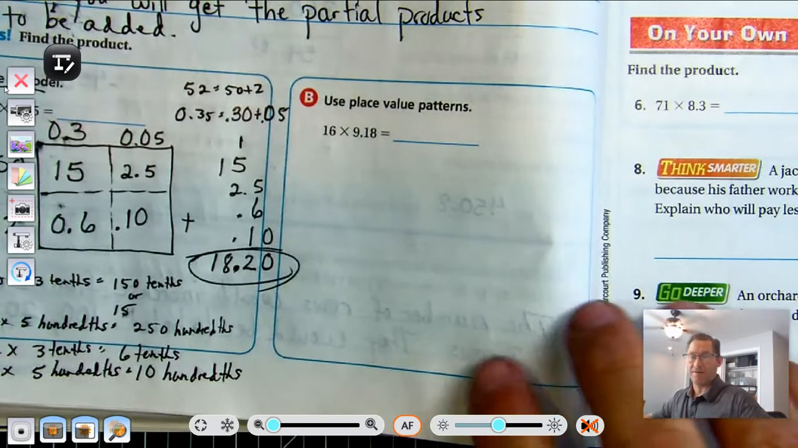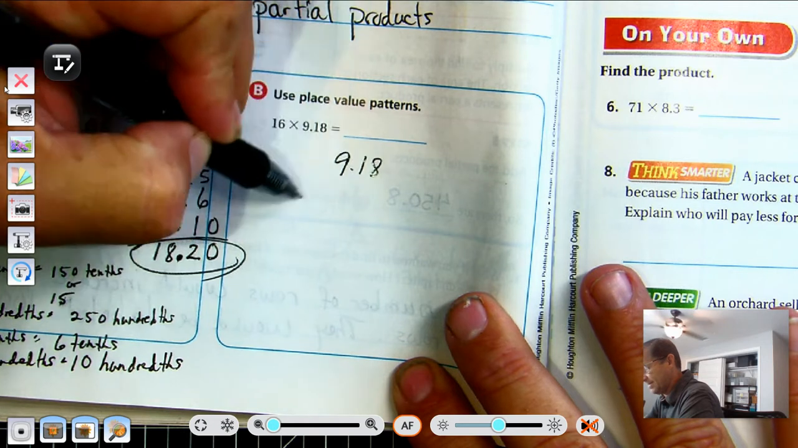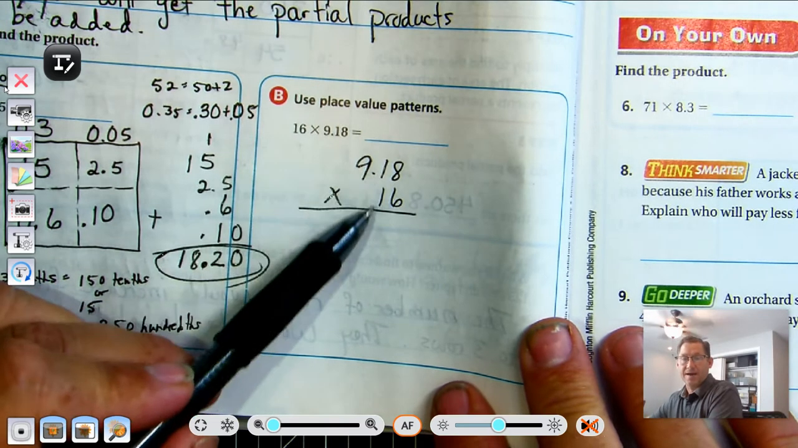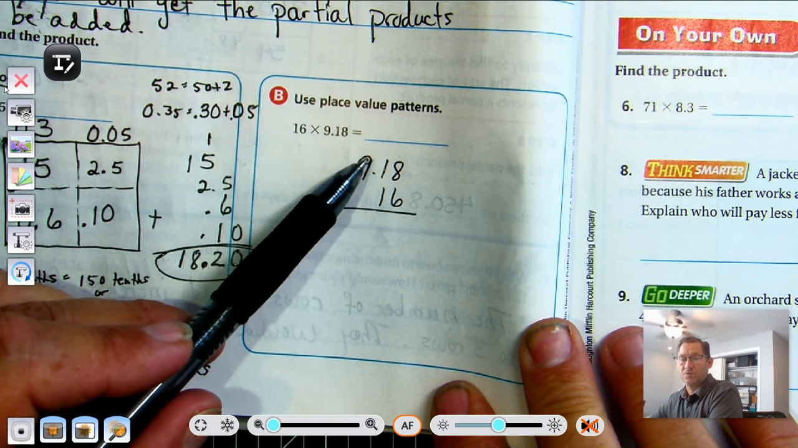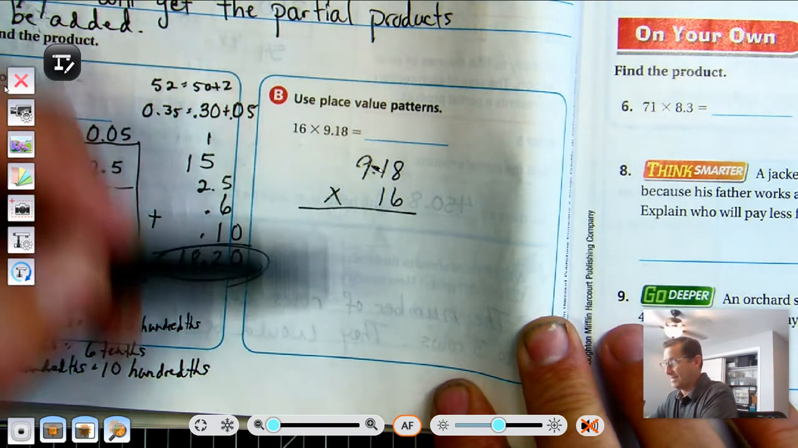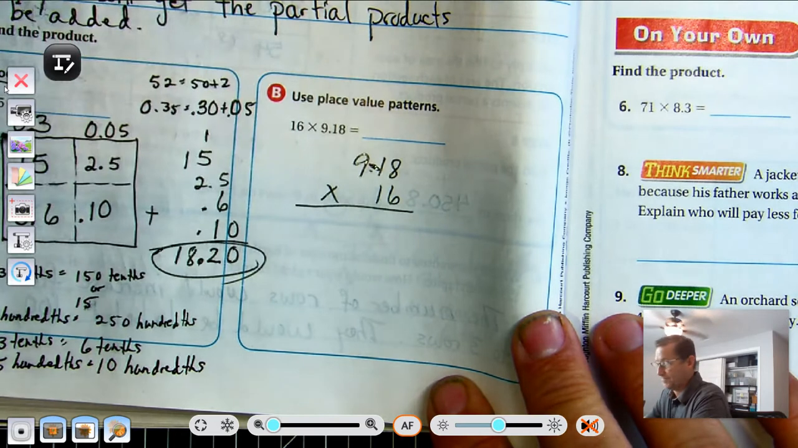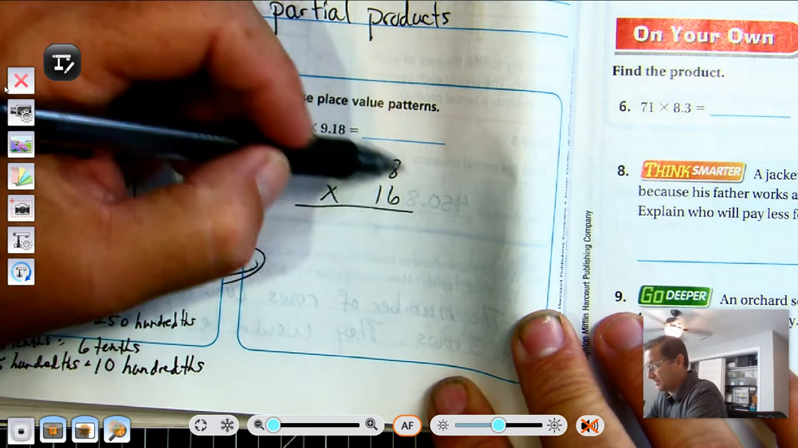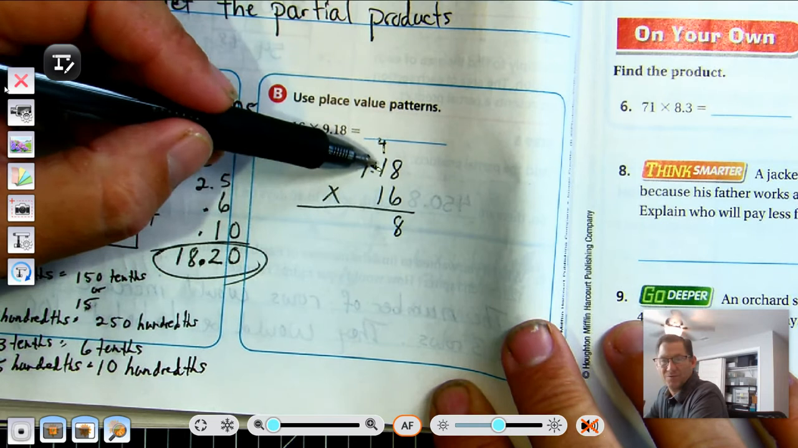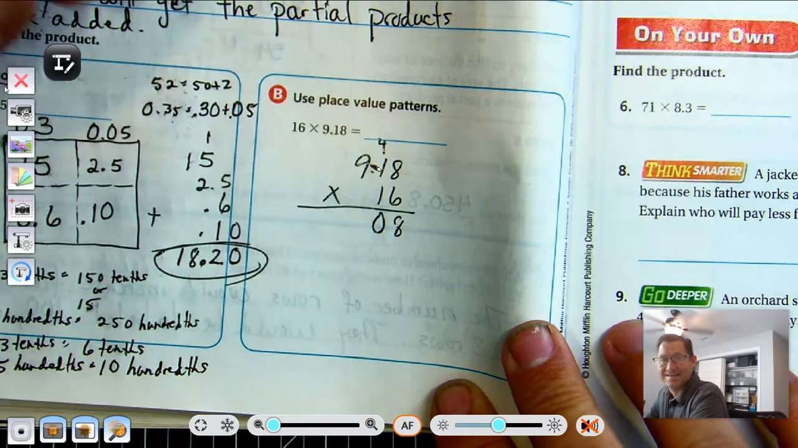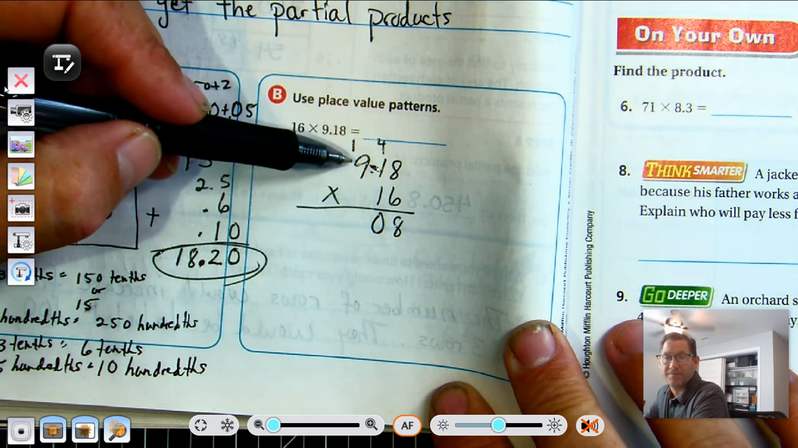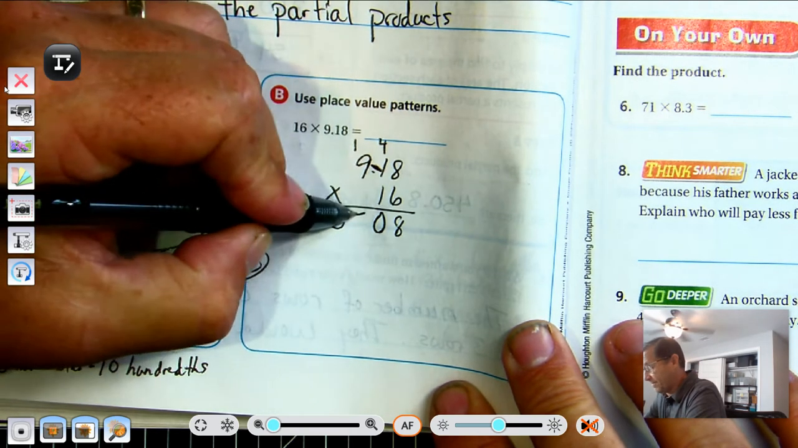All right, how about using place value patterns? So we have 9 and 18 hundredths times 16. So we're thinking that we're multiplying each of these, we're multiplying the decimal, 9 and 18 hundredths, by 100 to make it 918. So 918 times 16. So we're going to start with the ones, right? 6 times 918. 6 times 8 is 48. Regroup that as 4 tens and 8 ones. 6 times 1 ten is just 6 tens, plus the 4 regrouped tens is 10 tens. 10 tens is 100 and 0 tens. 6 times 900 would be 5400, plus 1 more is 55.